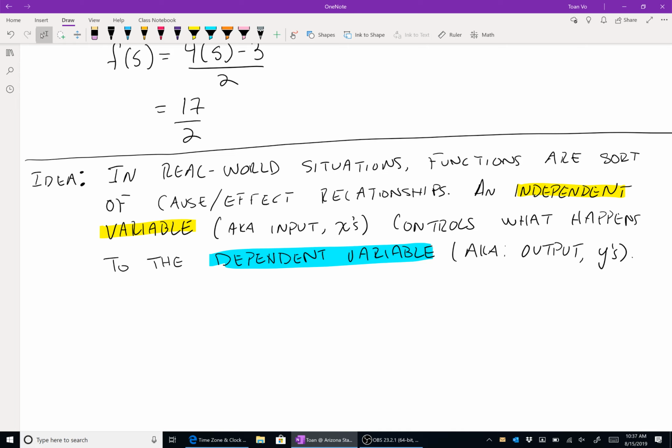So that's just a little vocab thing. Don't get all tripped up. It's the same concept, inputs, outputs, but when we're talking about a real world situation, we just call them independent variables and dependent variables. Independent variables control what happens to the dependent variables. Any questions? That is the conclusion of 2.1.